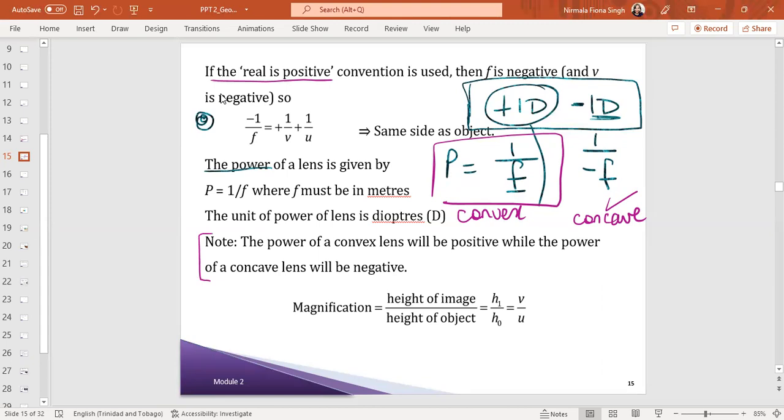Magnification. You should have done this in CSEC, but it's just to revise. Magnification is given by the height of the image divided by the height of the object, or H1 over H0. Naught, if anything, is usually your original value, the value that you start off with. Or it's given by V over U. So you have two ways to determine the magnification of an image after it passes through a lens.